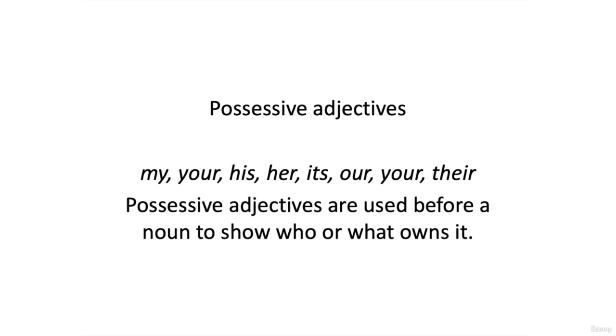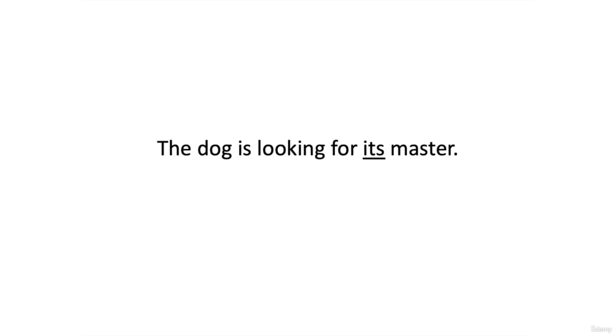Now, possessive adjectives are used to talk about ownership. The possessive adjectives are my, your, his, her, its, our, your, their. Possessive adjectives are used before a noun to show who or what owns it. For example, this is my jacket. The dog is looking for its master.